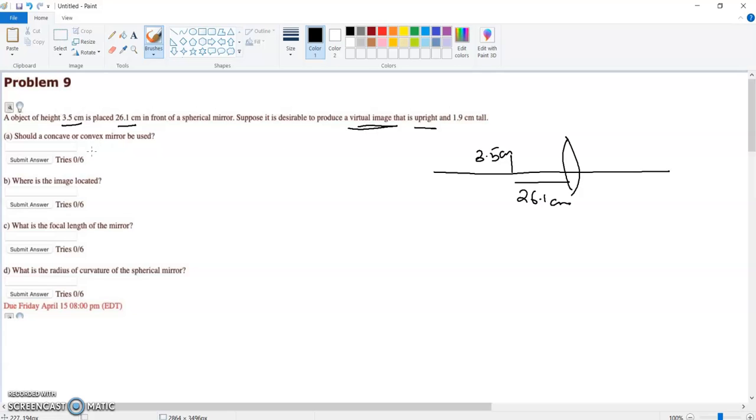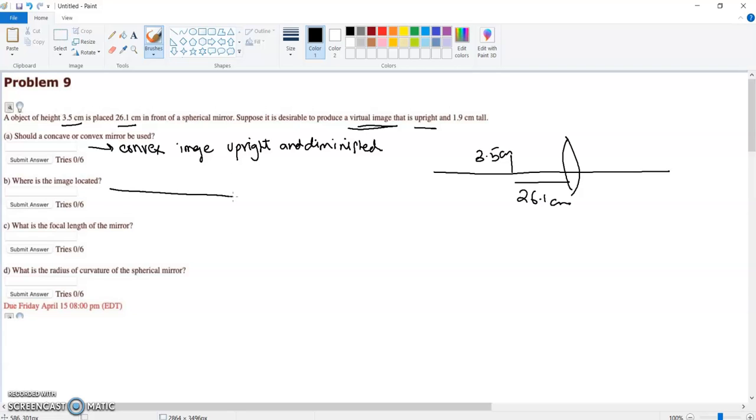All right, so the answer for this one should be that the mirror used would be convex. And the reason for that is because the image is upright, right? It's not inverted. That's the first reason. And the other reason is that the height is 3.5 initially, and now it's reduced to 1.9. So it's upright and diminished, or smaller. So it has to be a convex mirror because the image is upright and diminished.